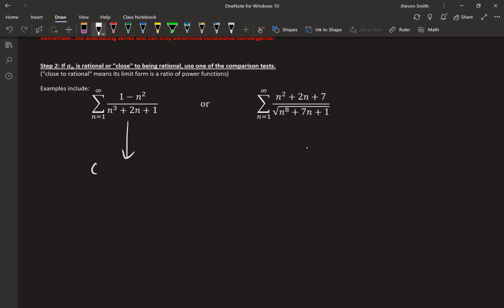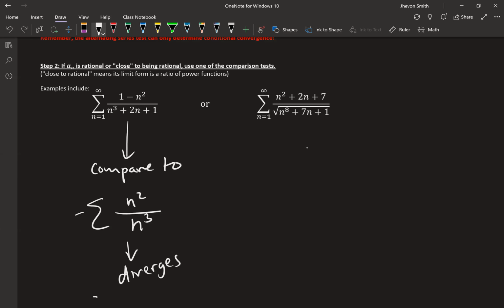What you would do is compare to the one that ignores all the lower powers, right? So you'd compare this to a minus that, which you know diverges. So you can use a limit comparison test here. You should look at that series and automatically know what strategy you're going to apply. And here you can easily know what's going to happen because it behaves harmonic. The highest power on top is a square, the highest power on the bottom is a cube. So it's going to behave like 1 over n, which I know diverges.